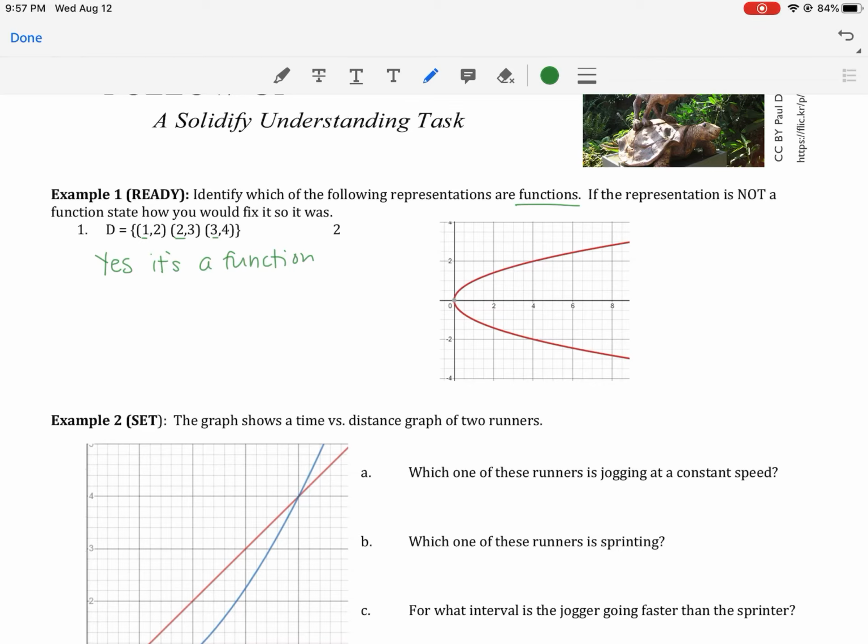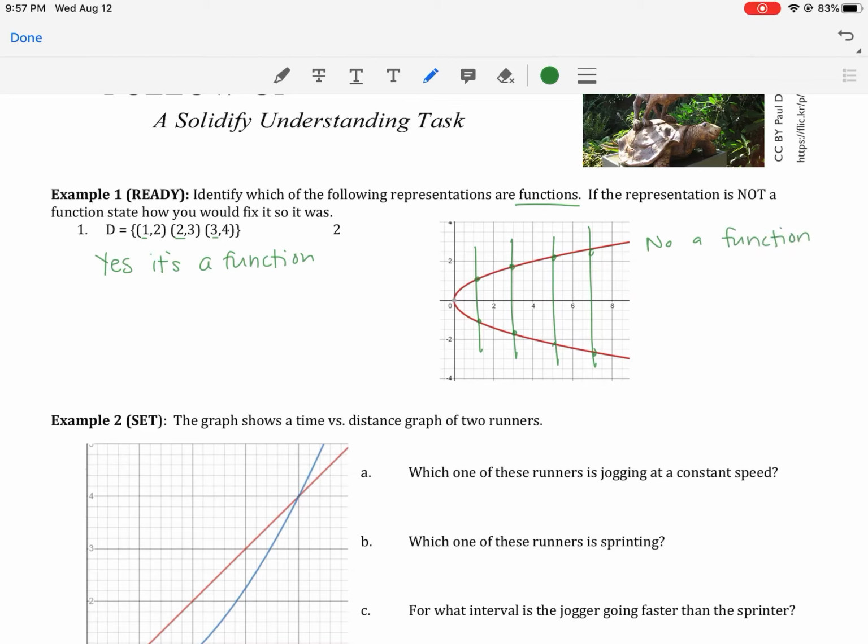Okay, on this next one, if we think about the vertical line test, if we have some vertical lines, the test says that each should only cross one point at a time. But here you can see on all of these lines, it's crossing at 2 different points. So this one is not a function.